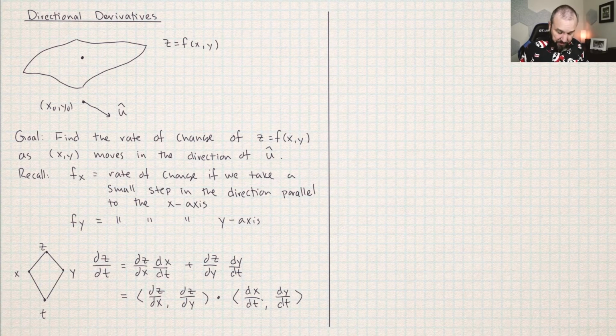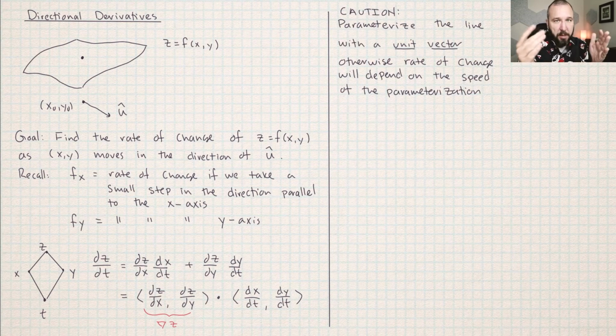If this isn't immediately obvious to you, pause the video and take a minute to check this math. And I'm just going to mention this. This thing right here has a name. It's called the gradient. And the symbol that we use for this is del z. So we can use these tools to answer this question: how does the height of the surface change if we move in the direction of u?